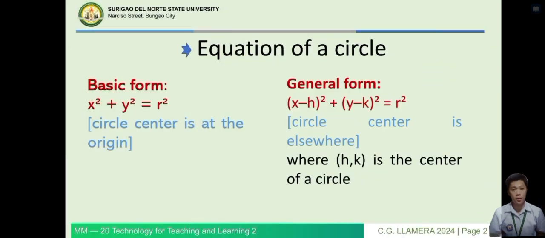Today I will be going to discuss an equation of a circle. There will be two forms of an equation of a circle: first, a basic form, and second, a general form. In a basic form, we have x squared plus y squared is equal to r squared, where the center of the circle is at the origin or at the point (0, 0). In general form, we add two variables, h and k, which are the center of the circle, and the center is elsewhere, meaning it is not on the origin.